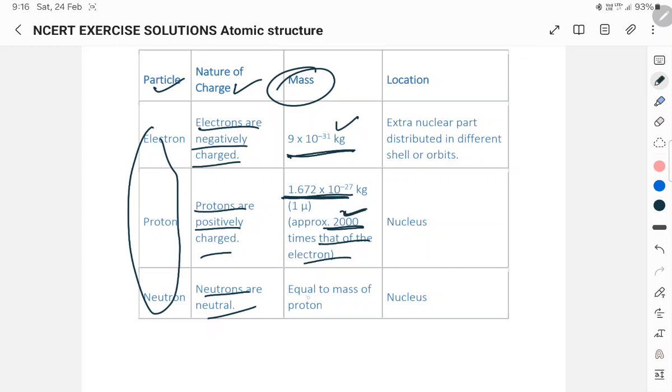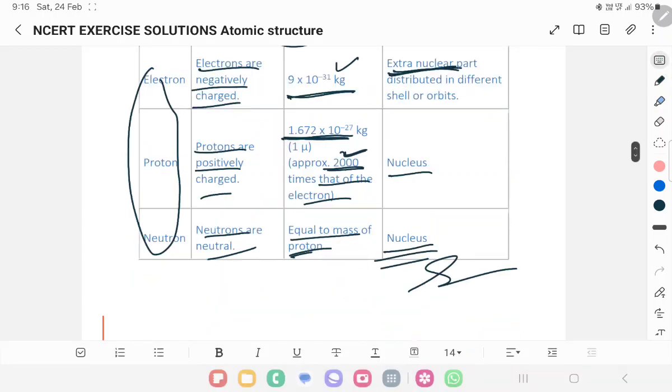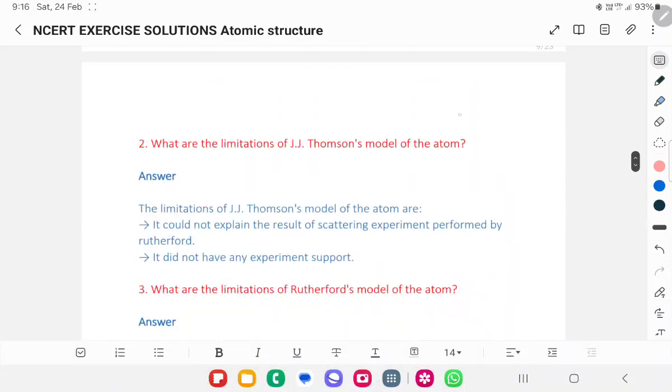And neutron mass is also equal to the mass of proton, right? Approximately. Electron lies in the extranuclear part, right? And proton is in the nucleus and neutron is also in the nucleus, right? Now move to the next question.